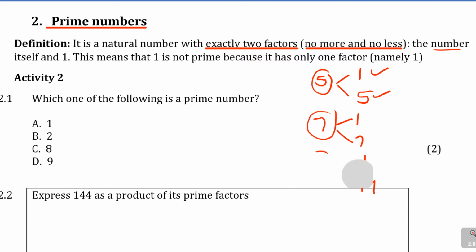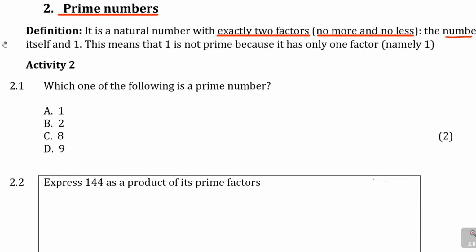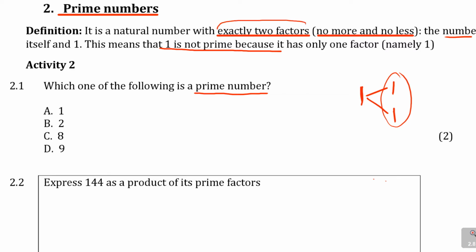Now let's look at this activity here just to see how they were trying to trick you. This question 2.1 says, which one of the following is a prime number? Now A is 1. They told you this means that 1 is not a prime number, because if I say 1, what are the factors of 1? It's 1, and what number can go into 1? It's only 1. So this does not follow the rule of exactly two factors. Here we see 1 and 1 repeating, which means it's actually just one factor. So please, before they used to say 1 was a prime number, but now 1 is not a prime number.